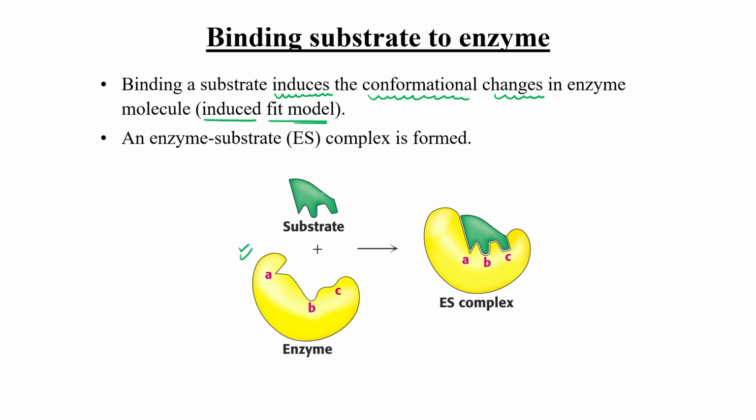As you can see, this is a substrate and this is an enzyme. The active site has some other kind of structure, some other kind of pockets in it. But as the substrate comes towards the enzyme site, it induces a conformational change in the enzyme. That's how this enzyme-substrate complex is formed.